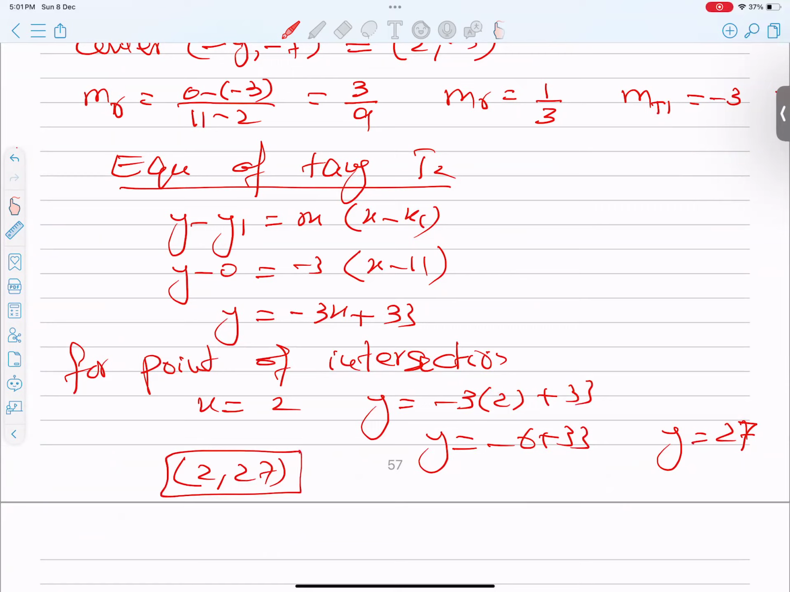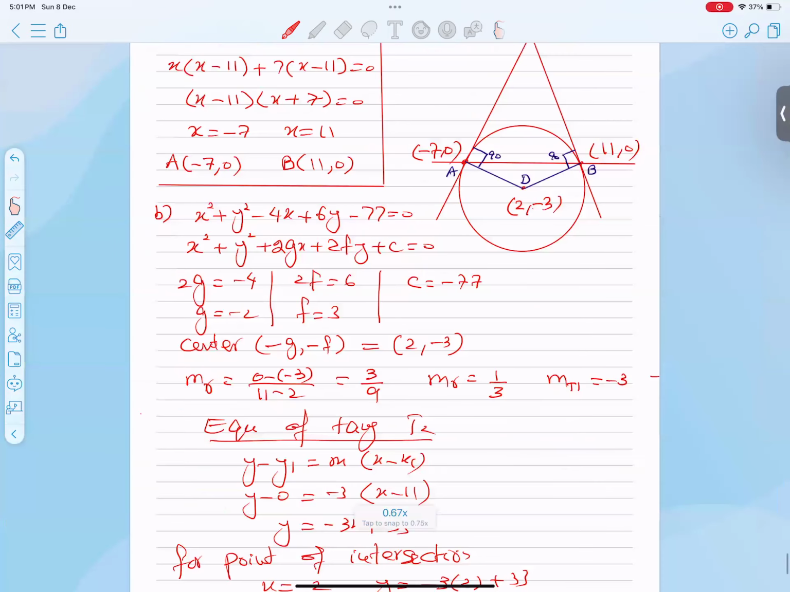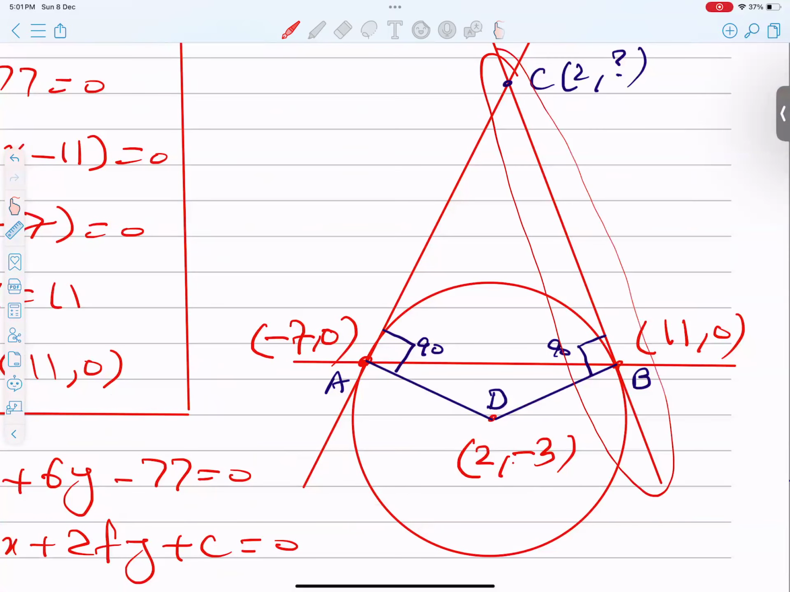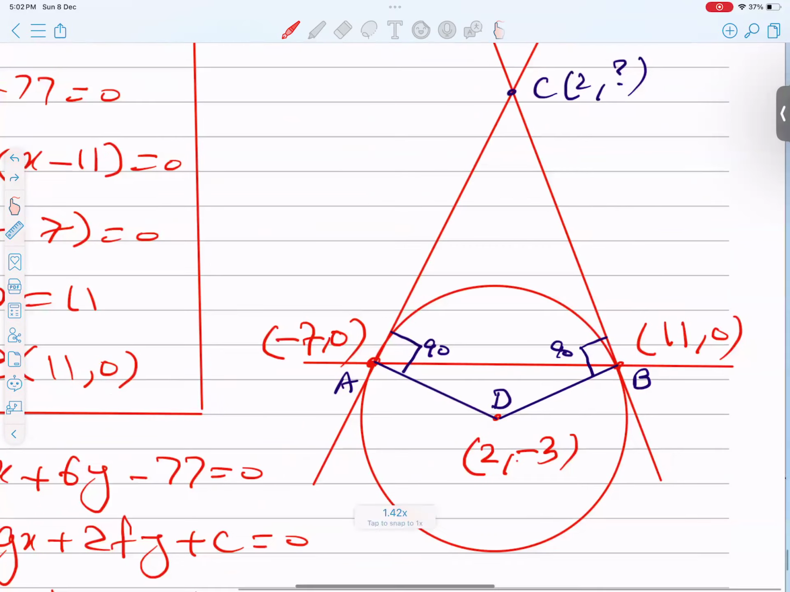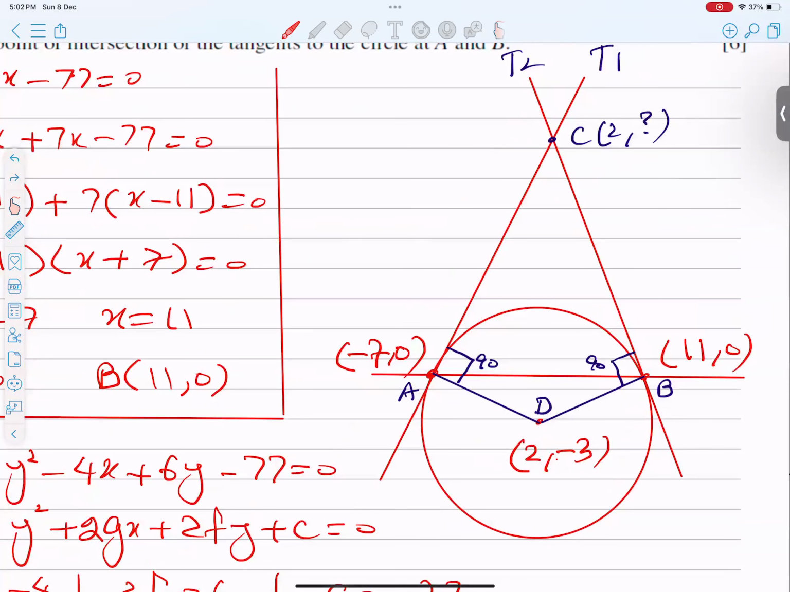The second method is what? I found this equation of line, tangent, sorry. In the same way I'll find this gradient, and then I'll find out this gradient and use this point and find the second equation of tangent, and I'll solve them simultaneously, and I will get 2 and that.